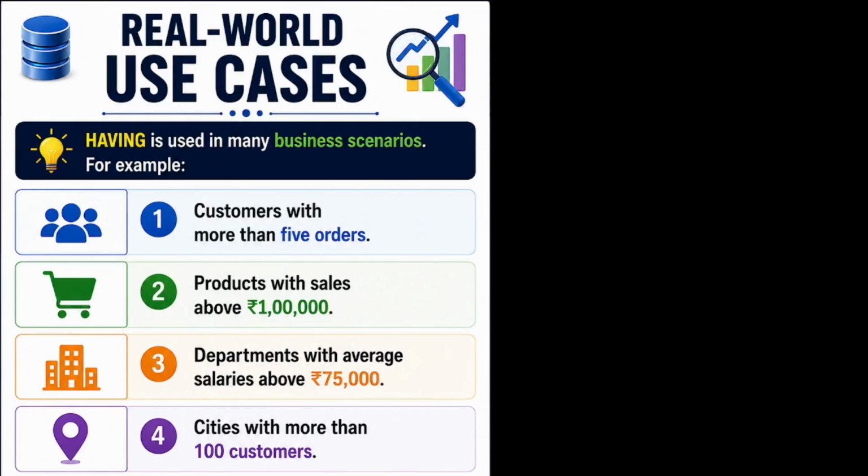Next we'll see some real world use cases. Having is used in most business scenarios. For example, customers with more than 5 orders, or finding products with sales above 1 lakh, or departments with average salaries above 75,000, or cities with more than 100 customers.